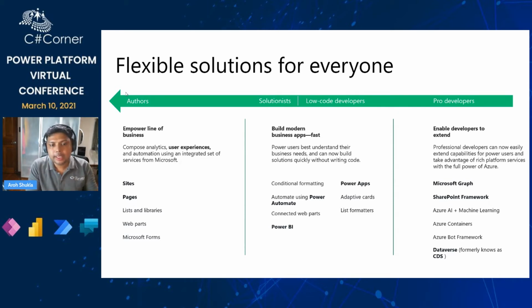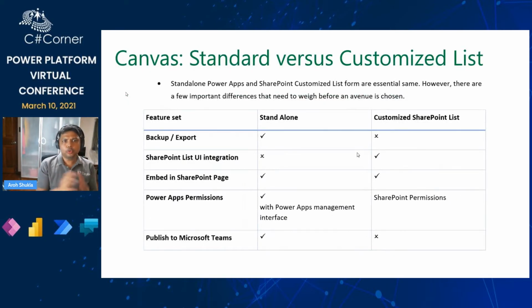So what Microsoft is trying to enable is that all three different audiences, whether you are an author, a low-code person, or a pro developer, can work together. That is the agenda for Microsoft, to enable everyone. Now I've talked about the general stuff. Let's talk about Power Apps.